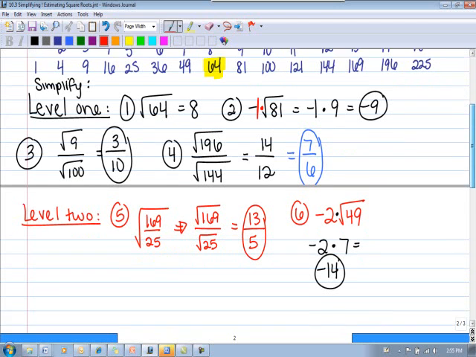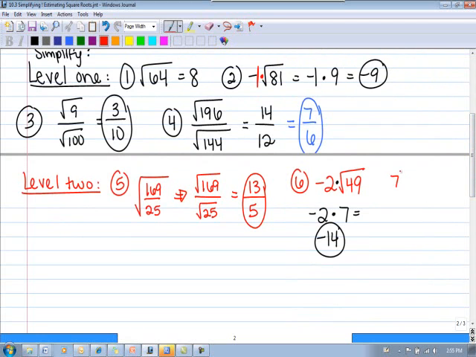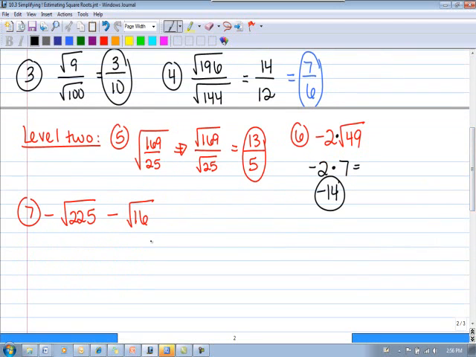And last one in level 2, we've got problem number 7. Let's give us a little more room. Let's move it down here. Let's do negative radical 225 minus the square root of 16. Okay, so this one, bring down everything from the problem above, but let's simplify the radicals while we're at it. So negative, the square root of 225 is 15, minus the square root of 16 is 4. Keep, flip, change, negative 15 plus negative 4 is negative 19.